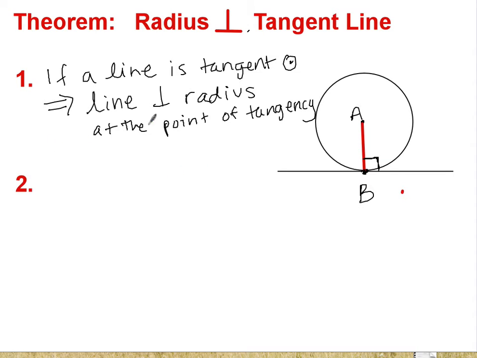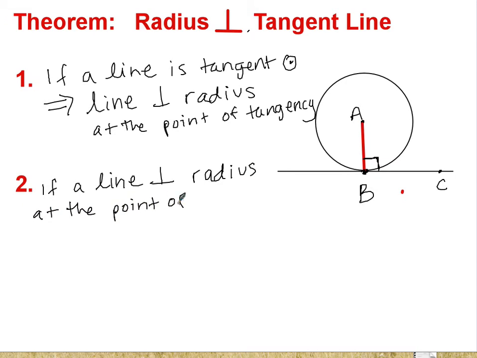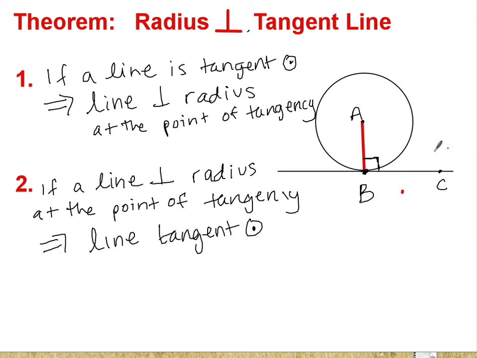Now, if the opposite was true, say you didn't know whether the line was tangent. Let's call this BC. Say you didn't know it was tangent, but all you were given was that angle ABC was a right angle. Well, you could state that if a line is perpendicular to the radius at the point of tangency, then we know that line has to be tangent to the circle. So if a line is tangent to a circle, it's perpendicular. If the line is perpendicular, that means it's tangent to the circle.